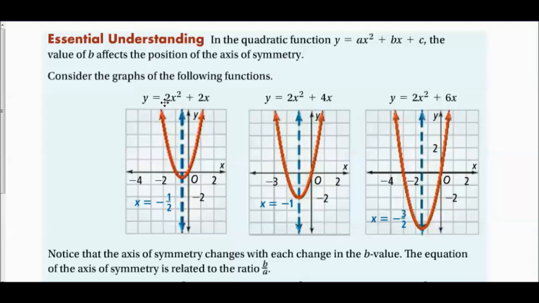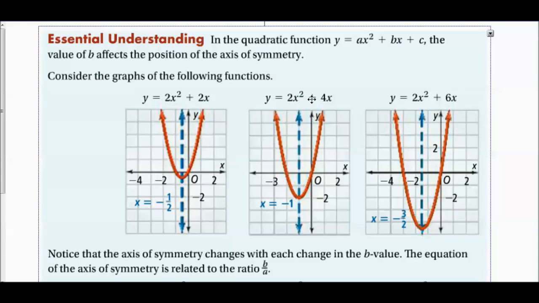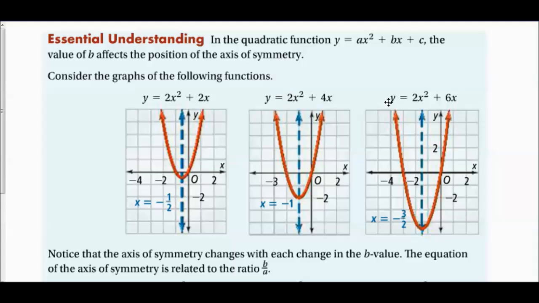Now each of these have the same a term, 2, 2, and 2. They do not have a c term. What is different about each of these is where the axis of symmetry lies and the b term right here, the 2, the 4, the 6. The larger that number was, the farther it was shifted to the left. Notice the axis of symmetry changes with each change in the b value. The equation for the axis of symmetry is related to the ratio of b over a.